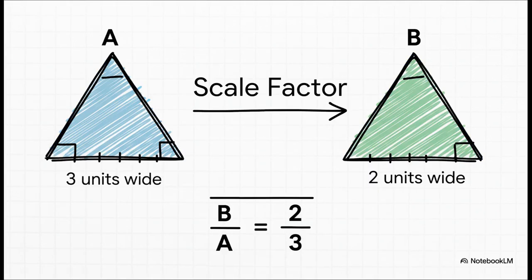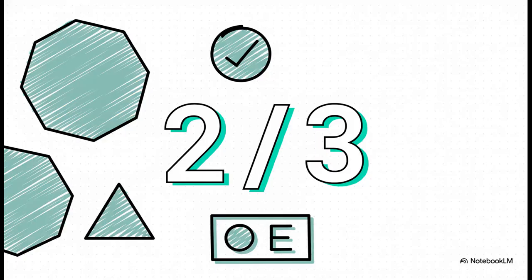Now for step 2, the scale factor. This sounds way more complicated than it is. All you do is pick a side on the new shape, that's B, and divide its length by the length of the matching side on the original shape, which is A. Let's make it easy and use the base of the triangles. The base of B is 2 squares wide. The base of A is 3 squares wide. So you just do 2 divided by 3. And that gives us a scale factor of 2/3.